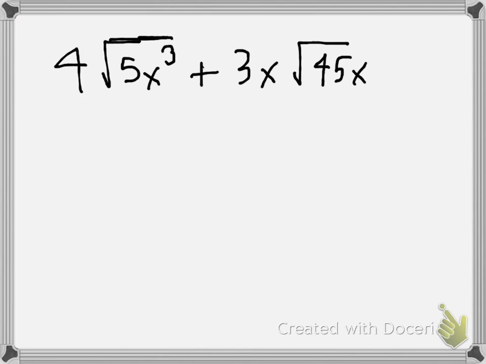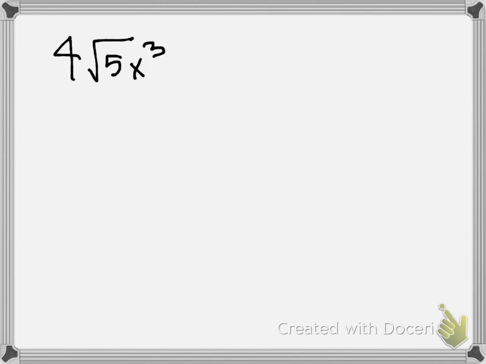So what I'm going to do first is take a look at this 4 times the square root of 5x to the third term. I'm going to simplify it down. We want to break it down by looking at each of the factors inside the radical one at a time. And the square root of 5, not much you can do there, right? So we can't really do anything with the square root of 5.